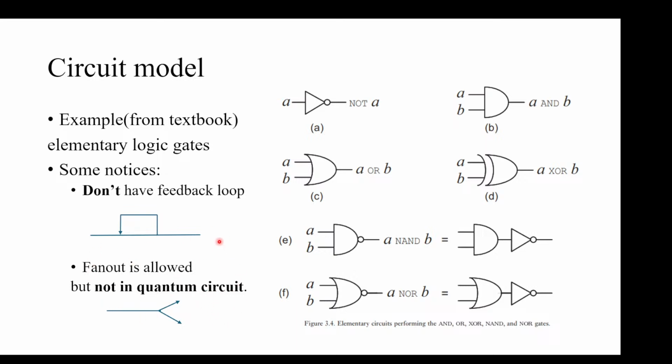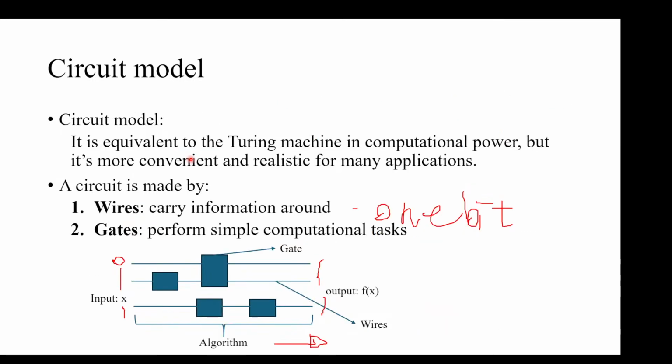And also we don't allow feedback loops. This is a bit tricky, because in some systems you can actually build physical systems with feedback, but here for simplicity we just don't allow feedback loops, even in our classical computation. And so the circuit model, hopefully this is clear enough.